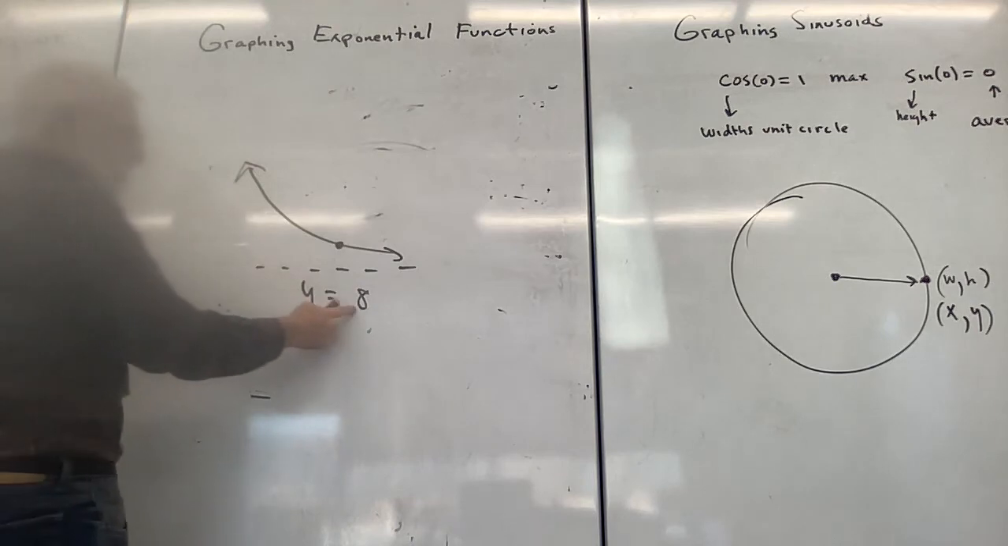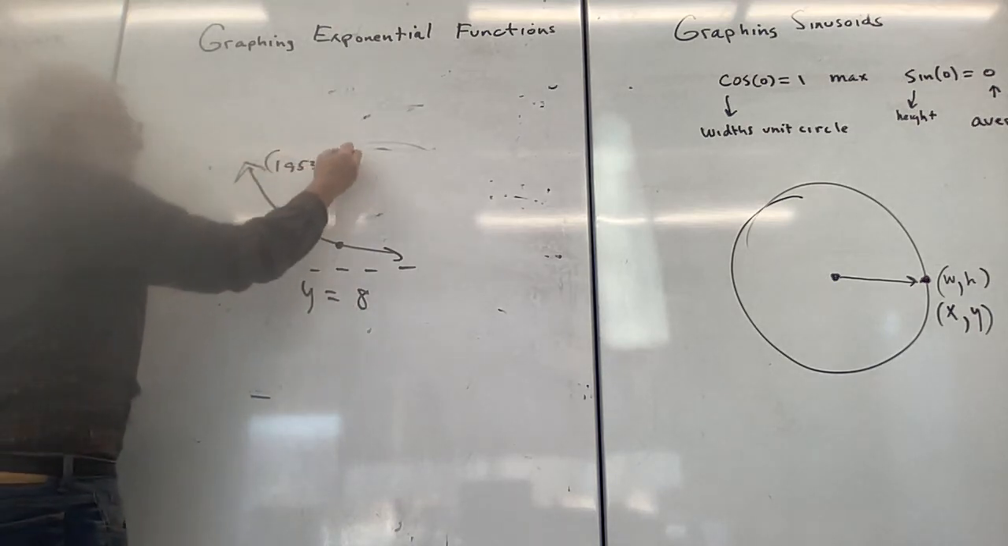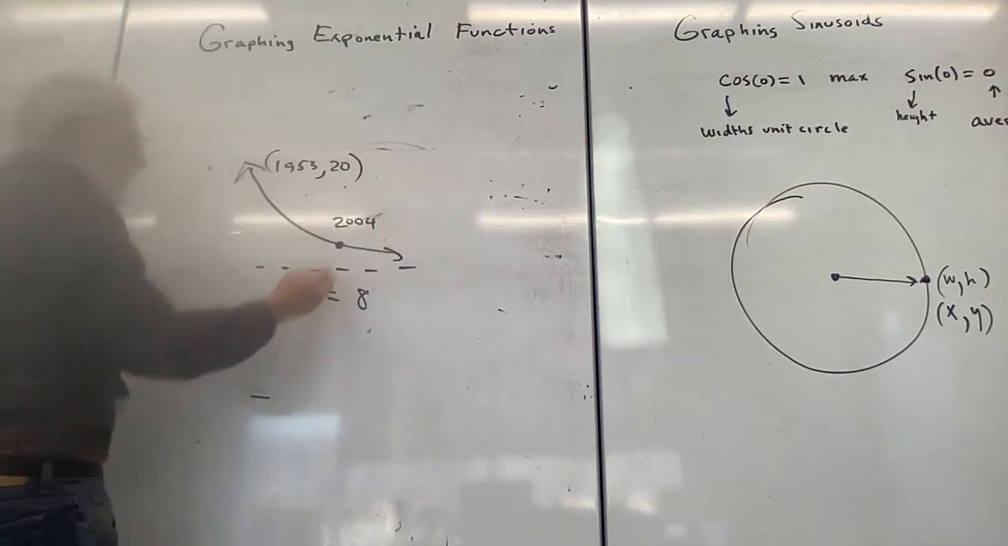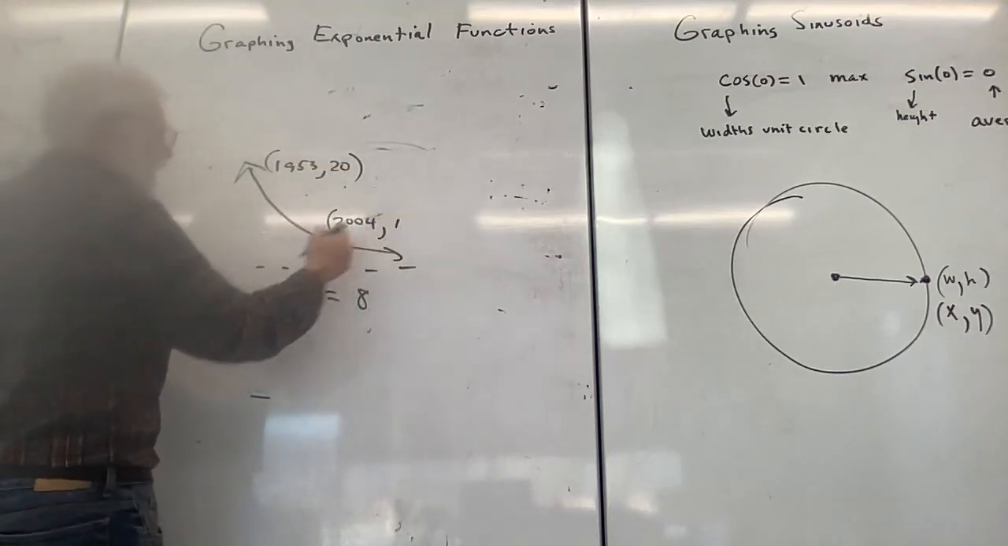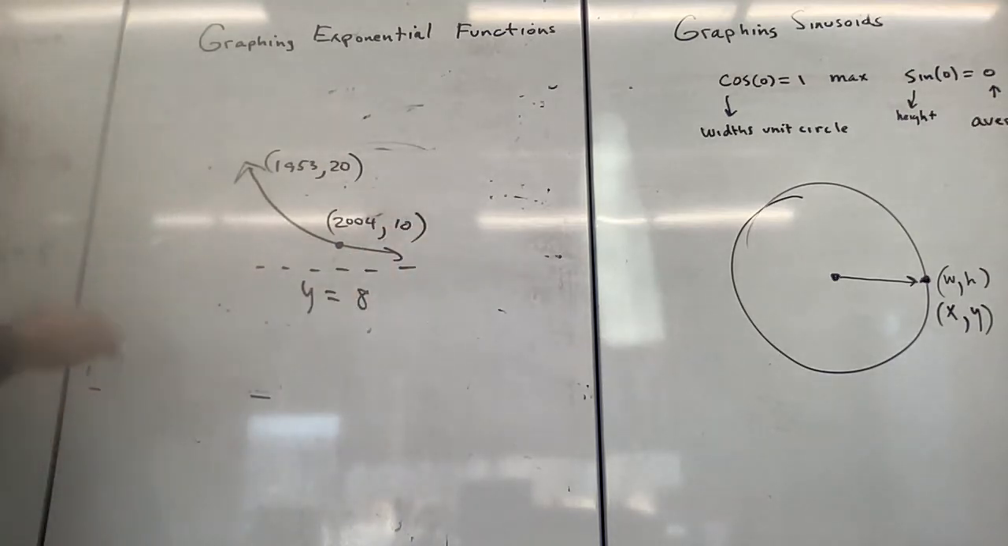So there's always been 8 sheep in Gill. In 1953, there were actually 20 sheep in Gill. And in 2004, there were actually, I don't know, 10. Yeah, it can be close to 10. Yeah, 10 sheep. All right, so what's the equation?